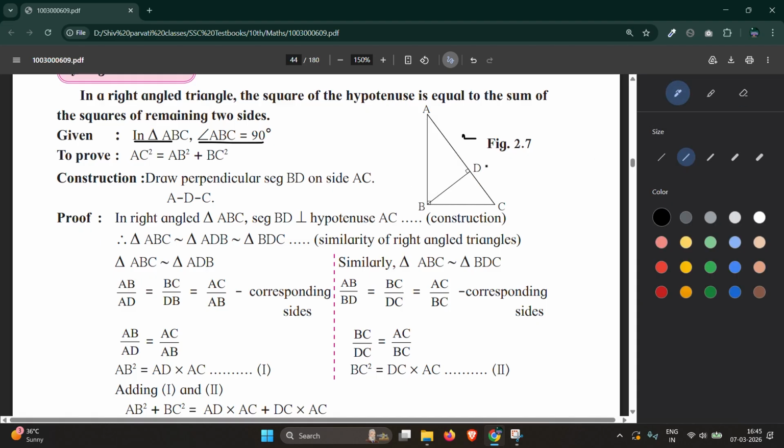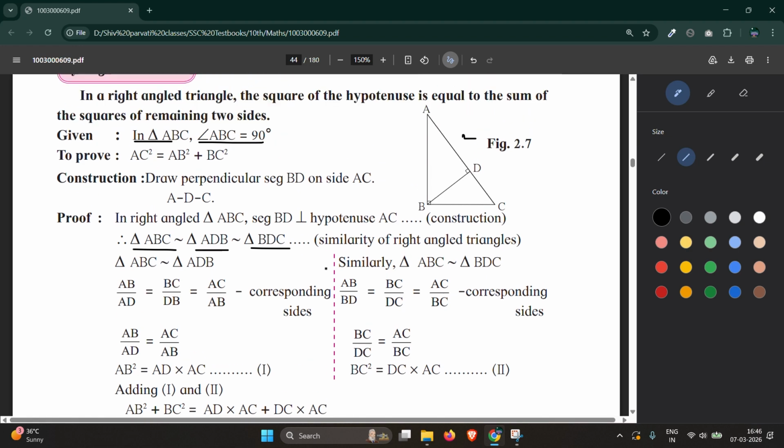So we draw a line perpendicular to the hypotenuse AC such that it meets point B. So we draw this particular perpendicular line segment on AC. And now in this right angle triangle, we just saw in the first proof in this chapter that all of these triangles are similar to each other.